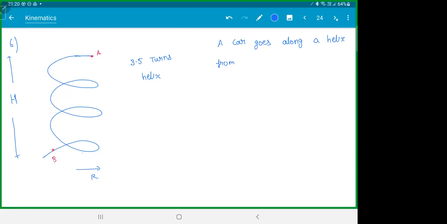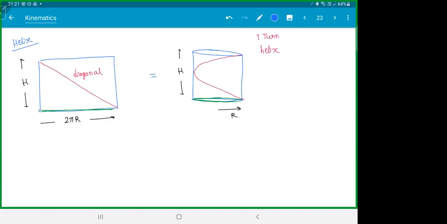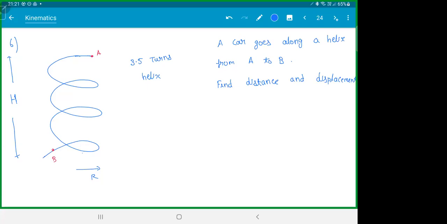Remember this thing. Again, we'll encounter this in laws of motion, then in circular motion, then again in magnetic field. 3 more chapters will encounter this. From A to B. A is the starting and B is the end of that helix. Find the distance and displacement. Uniform circular motion will be slightly easier, but let's see. You need to get used to this. Even in uniform acceleration motion, we are going to introduce a lot of variable acceleration stuff. You know what a helix is. If you make a 1-turn helix, it will be the diagonal of a rectangle. But remember, this is a 3.5 turns helix. So how do you handle this?